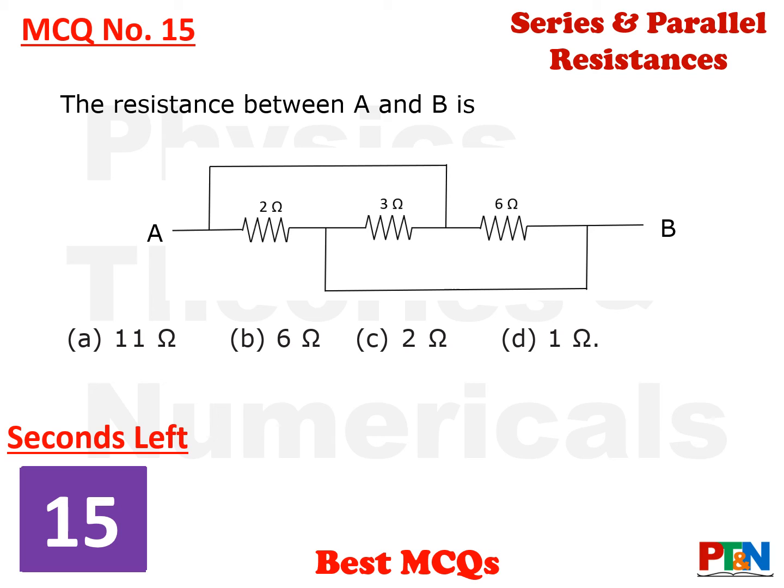Next MCQ. A standard complex configuration of resistances. Very often this is asked in various examinations. A very standard type of complex configuration. So you can see the diagram, 3 resistances, they are connected in a complex way. You need to find out the equivalent resistance between point A and point B. 4 options, 15 seconds time for you. Your time starts now.